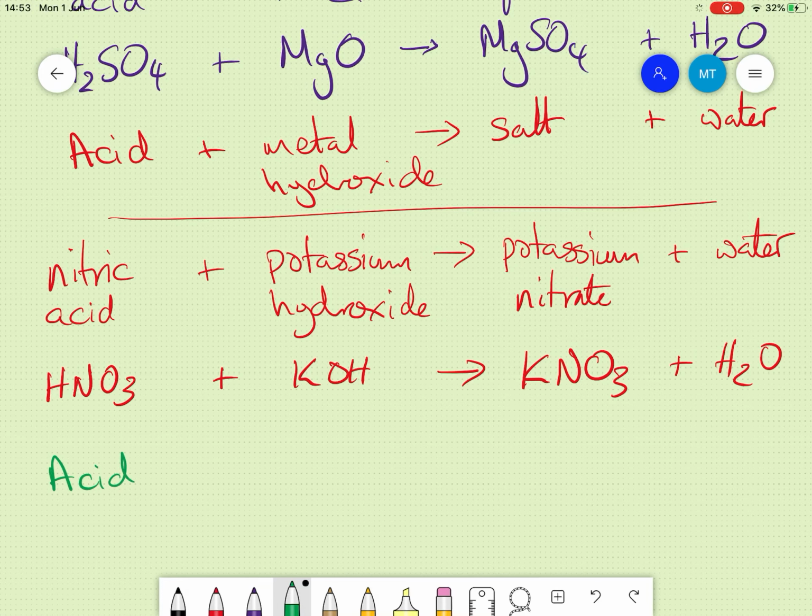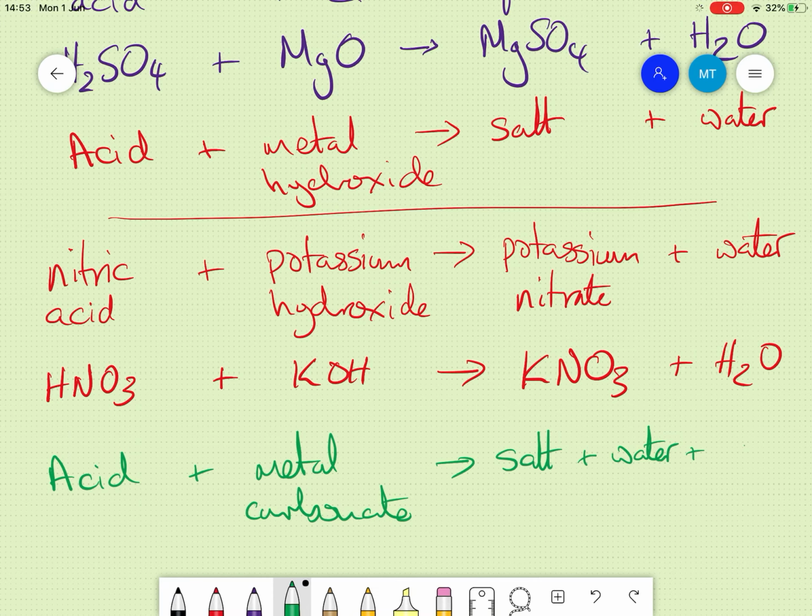And the last one is going to be acid plus metal carbonate reacts to form a salt plus water plus carbon dioxide gas.